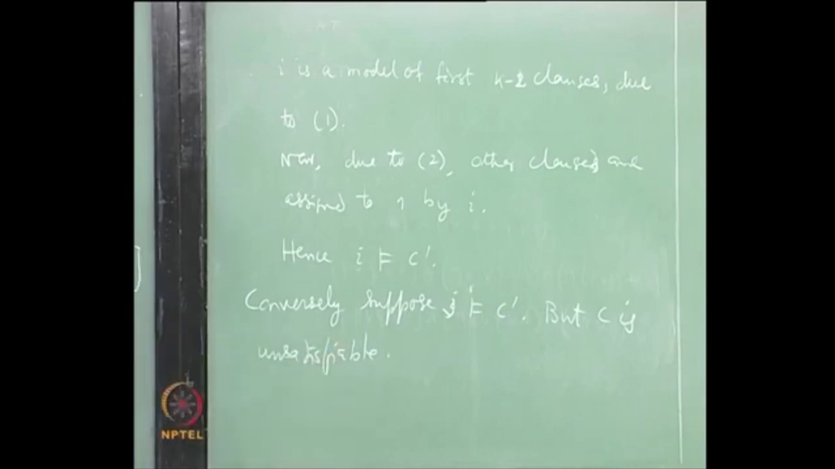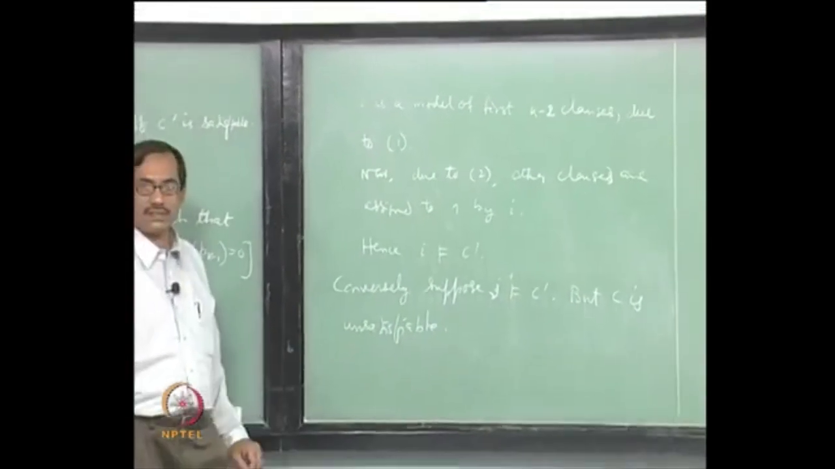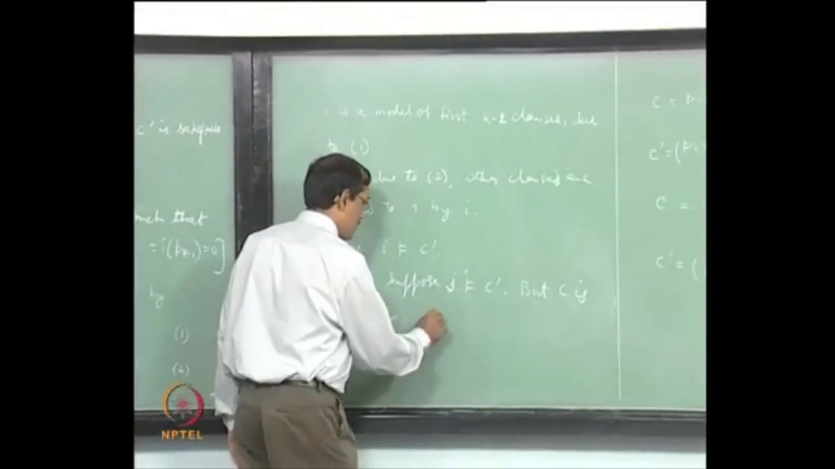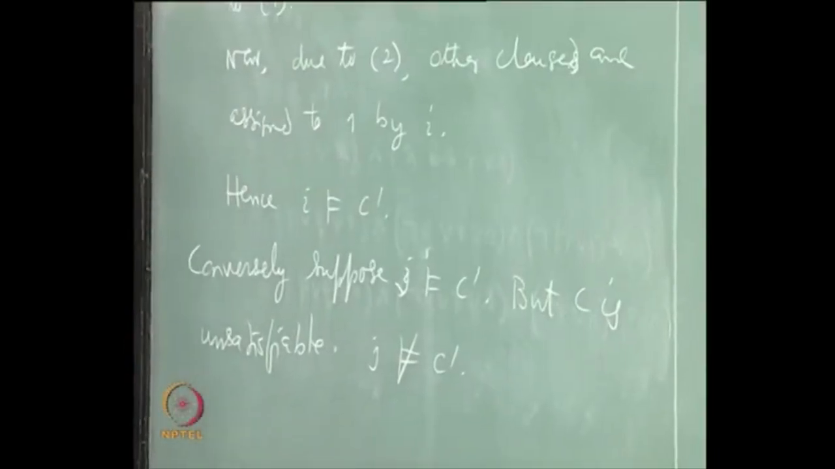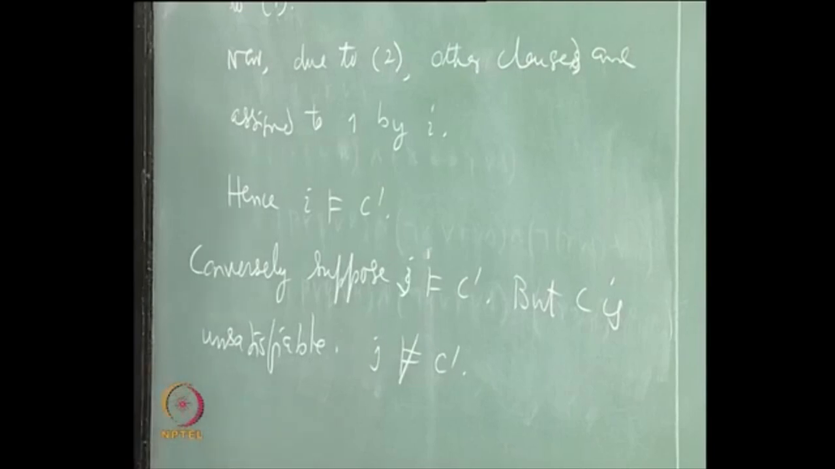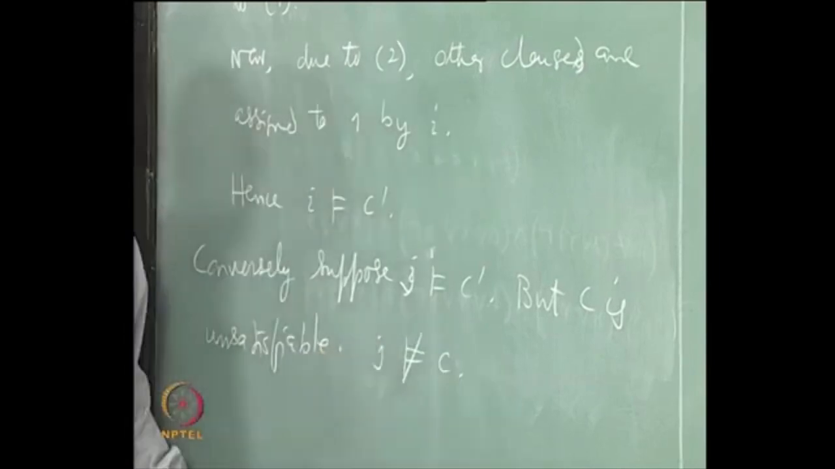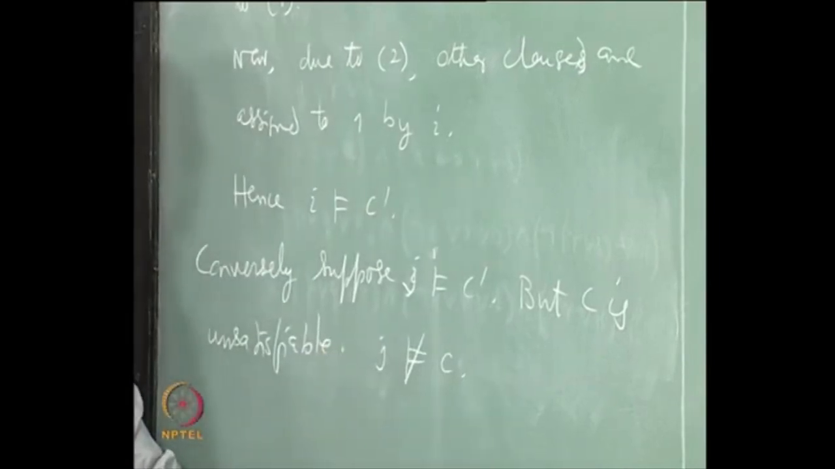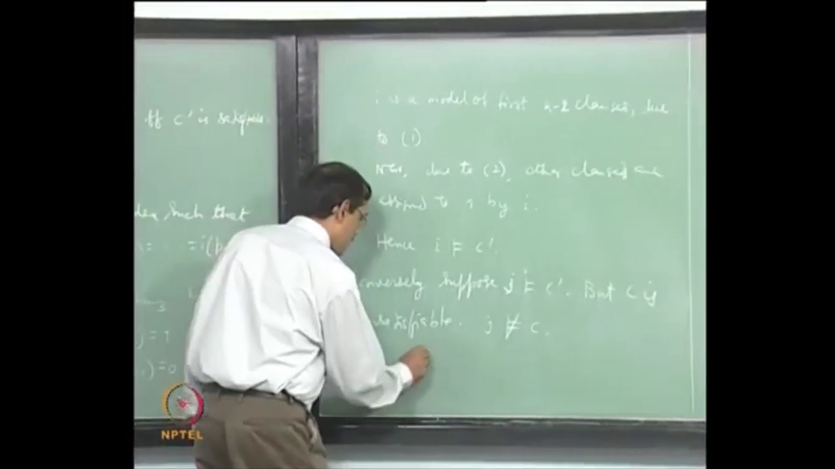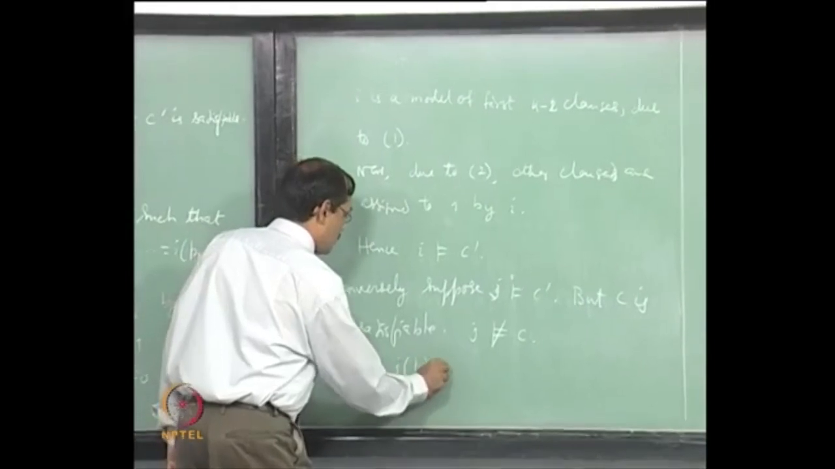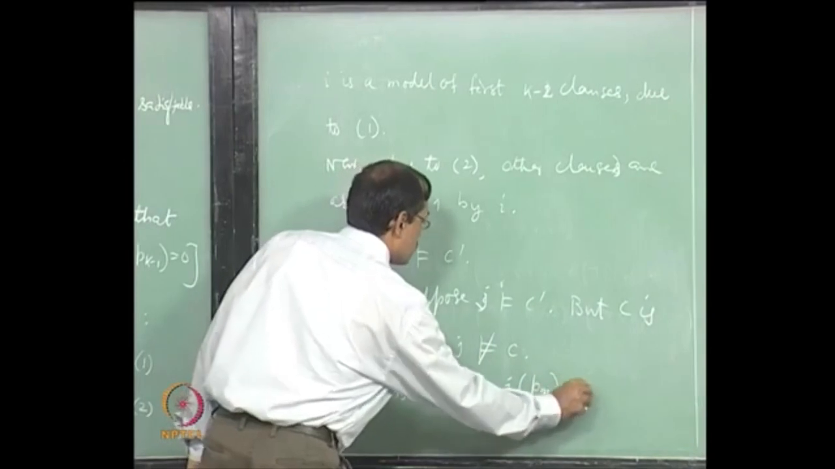So, once C is unsatisfiable, whatever model you choose, whatever interpretation you choose, it is not a model of C. Therefore, J is not a model of C prime, the same J is not a model of C. So, which means J assigns 0 to all those variables. That means J of P 1 equal to J of P m equal to 0.